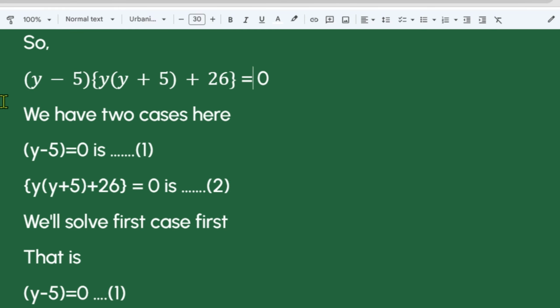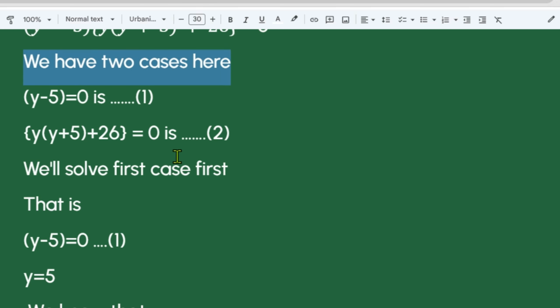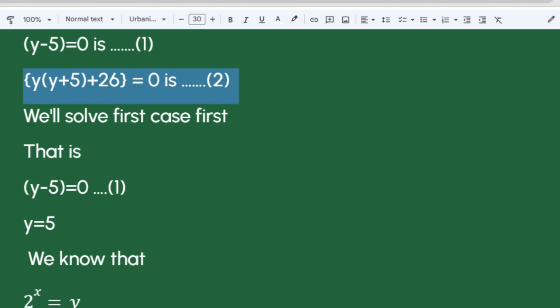Now we have got two cases here. y minus 5 equals 0 is case 1. y times (y plus 5) plus 26 equals 0 is case 2. Let's take the first case. Follow steps on screen.